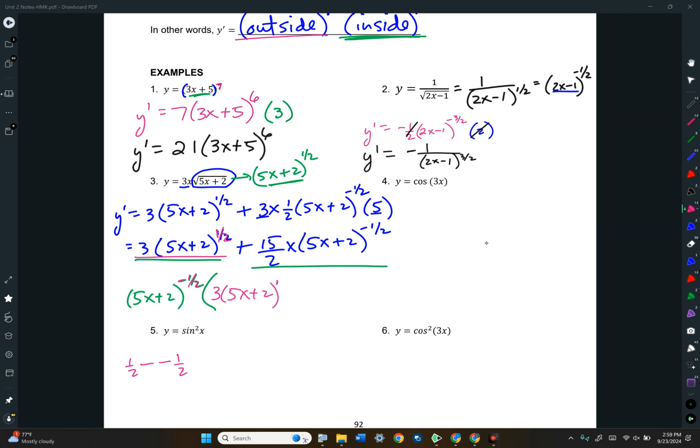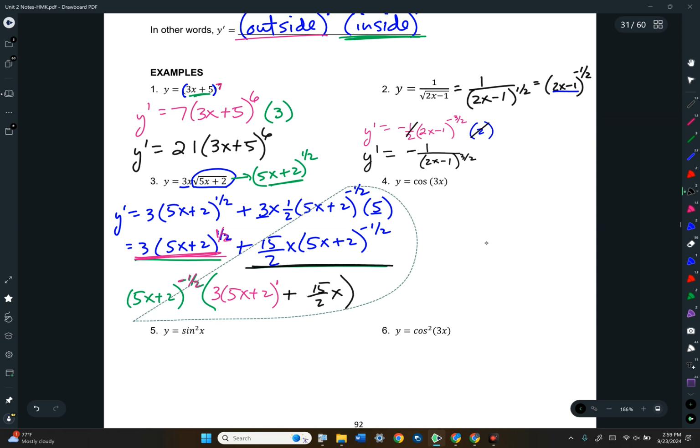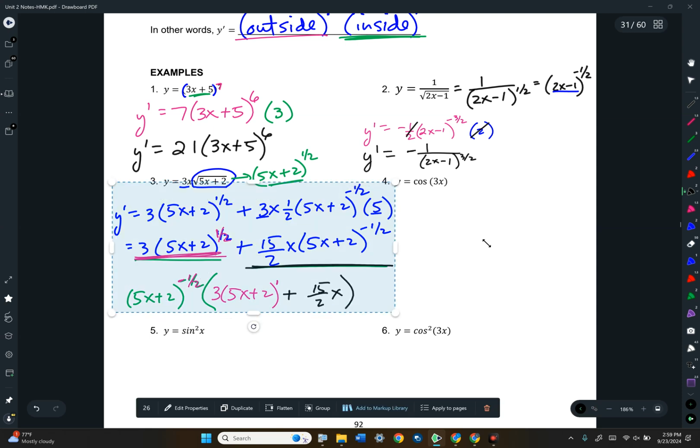So all of that is from the first term. And then I take my common factor out of the second term. Well, if I take out the parenthesis to the negative 1/2, what I'm going to have left is the 15 halves x. Okay, so am I done? Well, I can clean up a little bit on the inside, right? Let me make this a little bit smaller, sorry.